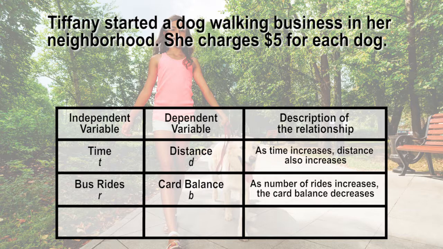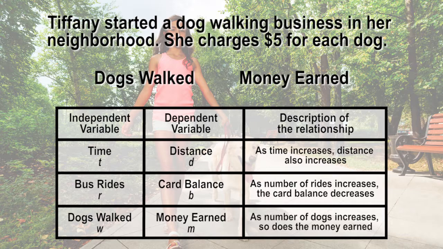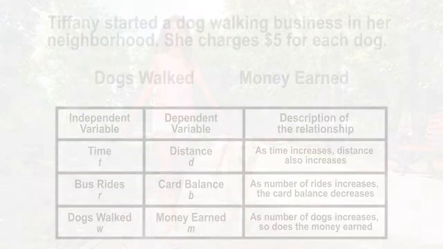The two variables are the number of dogs Tiffany walks and the total amount of money she will earn from her business. Which one depends on the other? The amount of money she will earn depends on how many dogs she walks, so the amount of money is the dependent variable. The number of dogs she walks is the independent variable. What is the relationship between the two? As the number of dogs increases, so does the money she makes.